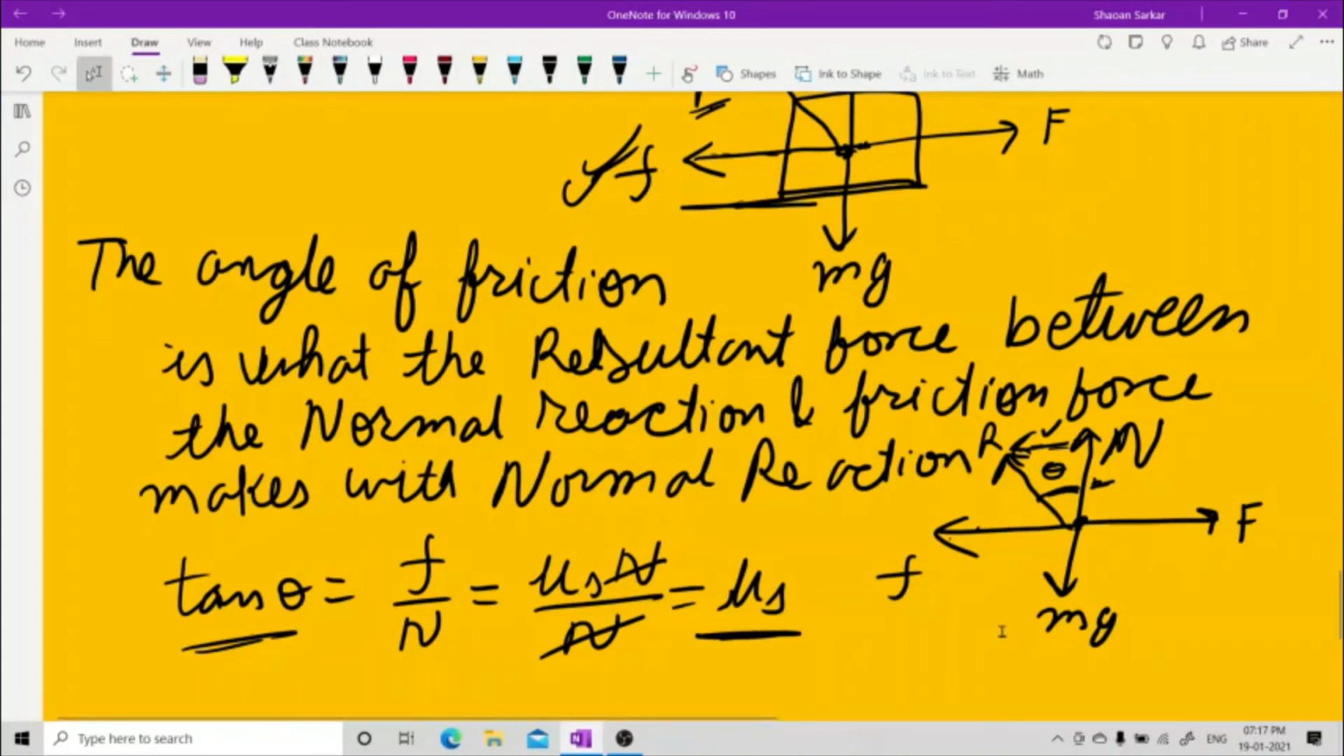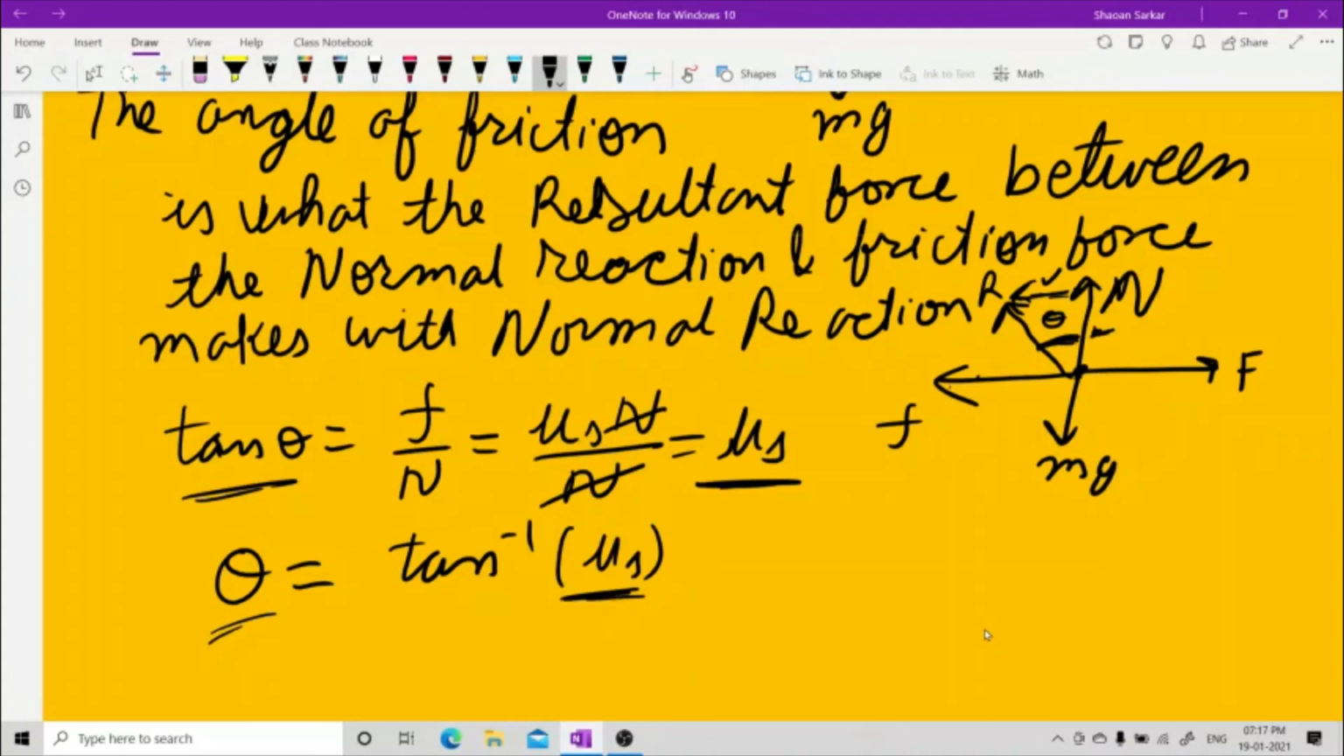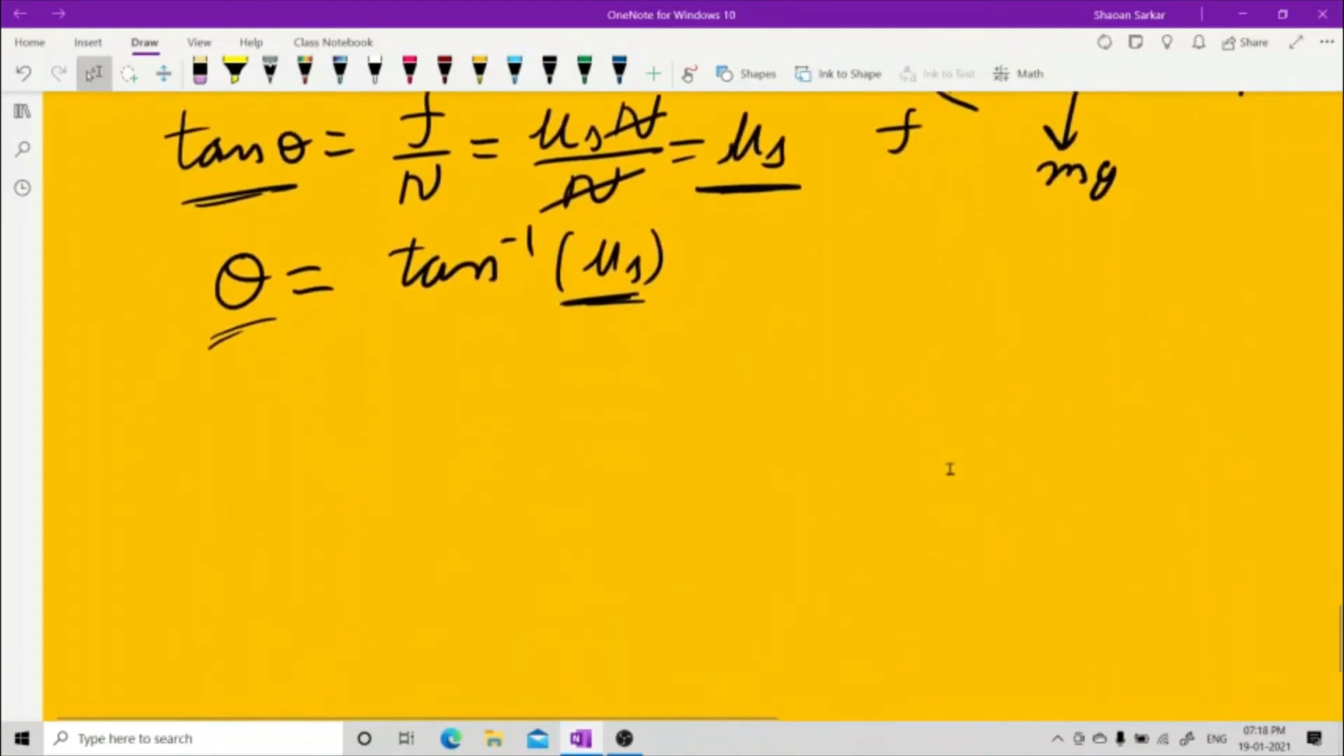And the angle of friction you need to find is theta equal to tan inverse mu S. Now you need to find this, you will get the angle of friction. The angle of friction is this angle. Now the next is angle of repose.